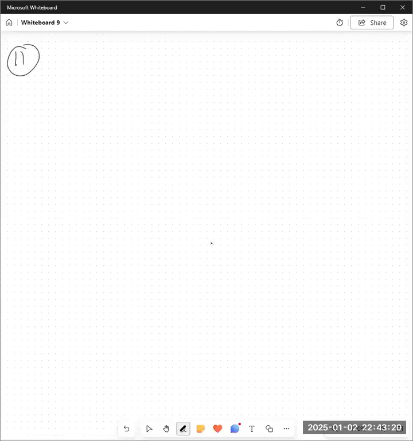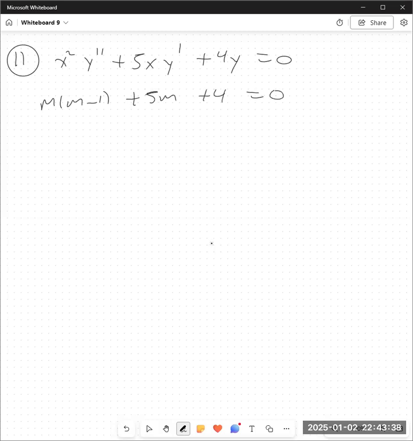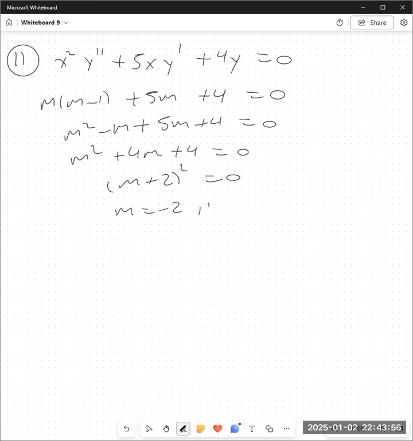Number 11, x squared y double prime plus 5x y prime plus 4y equals 0. So this is m times m minus 1 plus 5m plus 4 equals 0. m squared minus m plus 5m plus 4 is 0. m squared plus 4m plus 4 is 0. And m plus 2 squared equals 0. So m equals negative 2.